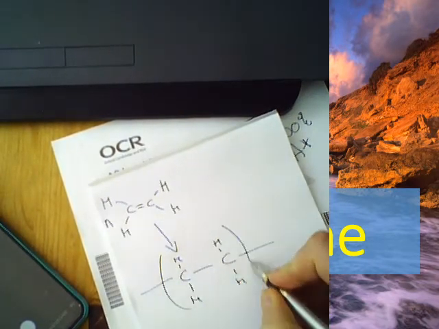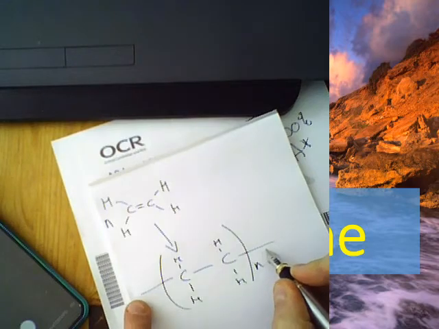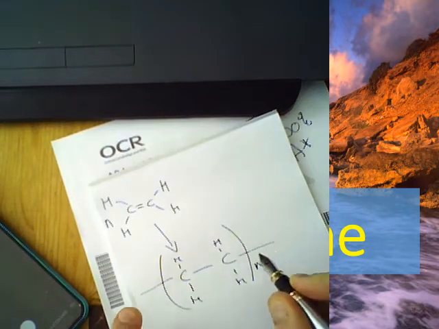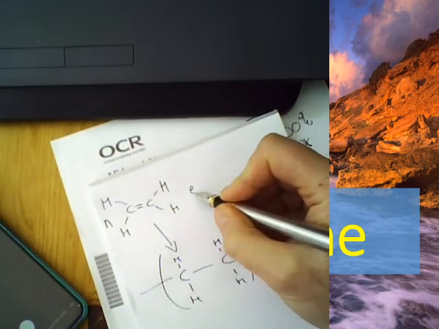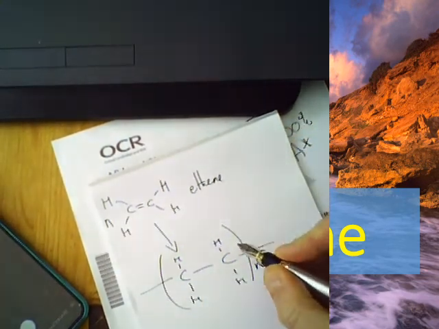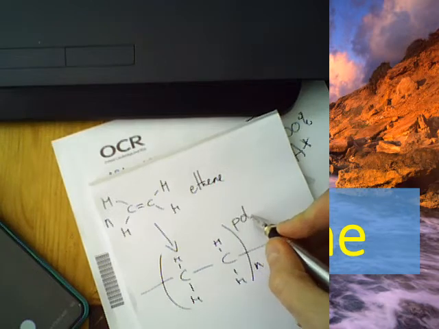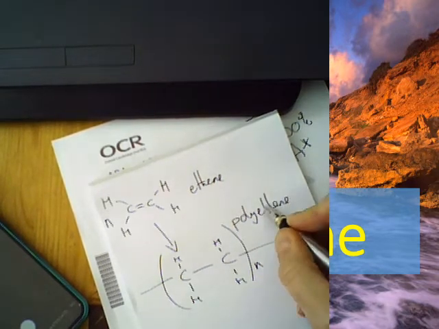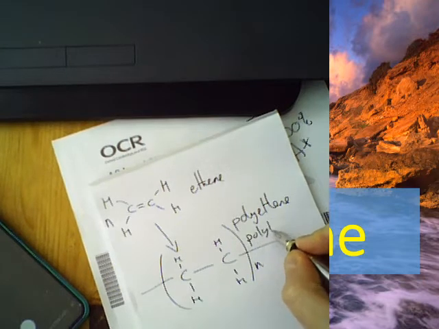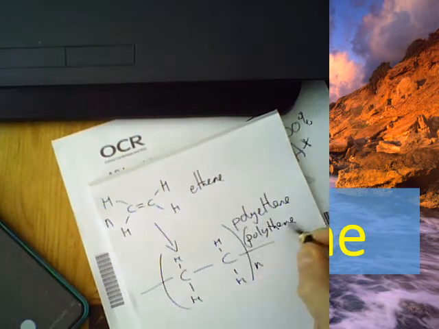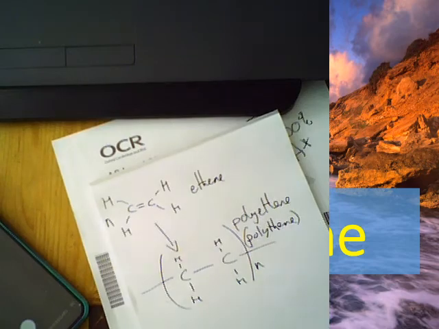And you need to put brackets around it, and you should make sure that these two bonds here stick out. So basically this is one repeating unit, okay, from this. So we've got ethene. Okay, so this polymer is polythene, or polyethene, which we often just shorten to polythene. Okay, right. So I've got that.